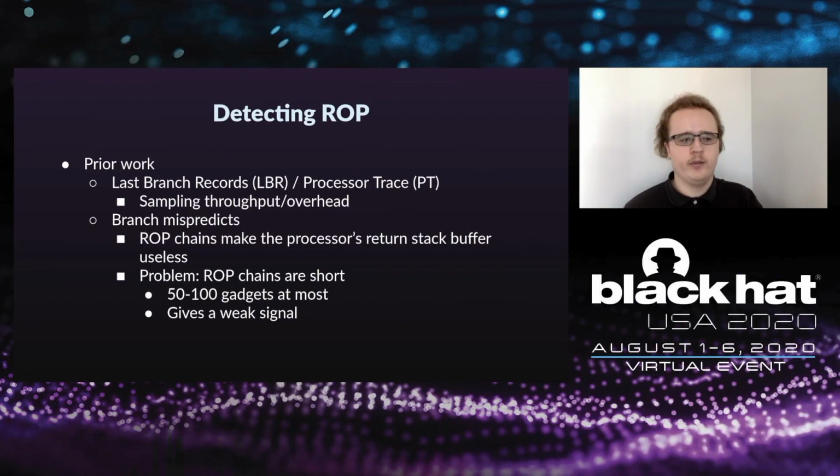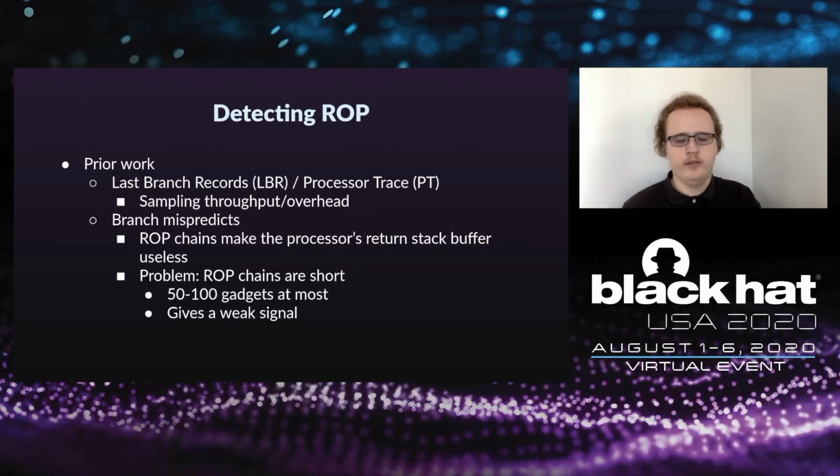The main thing with LBR and PT is that there's a lot of data, right? It's measuring everywhere that the program is running. And so you just end up with a lot of overhead in actually trying to run these detections. In theory, ROP should also have a signal in branch mispredicts, right? ROP chains make the return stack buffer and the processor basically useless because you're returning all over the place to places where you're not coming from.